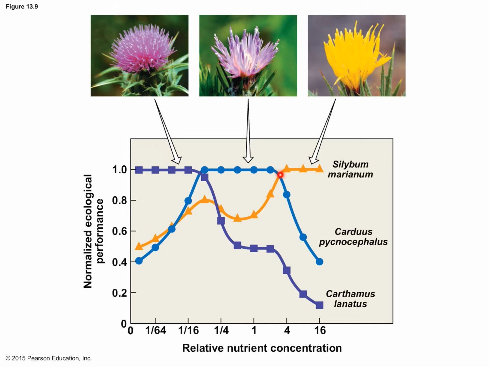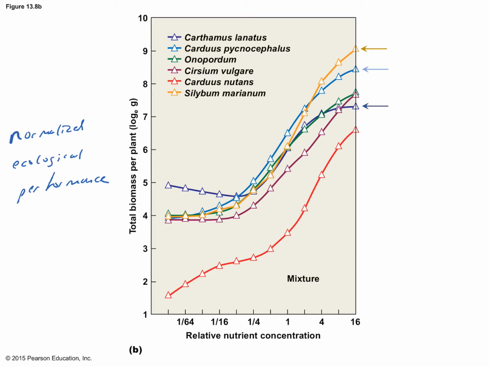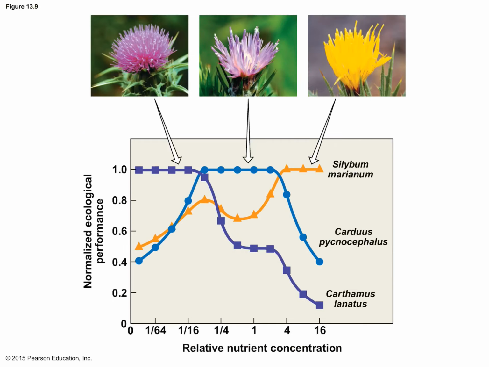And if you look at these points where they intersect and compare them with what you see here on the graph, for example, right there and right there, that matches up very nicely with what we see here. Okay, this is just another way. The normalized ecological performance is just a way to compare species' competitive ability more directly.